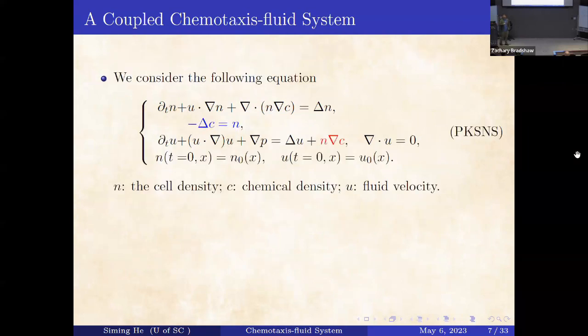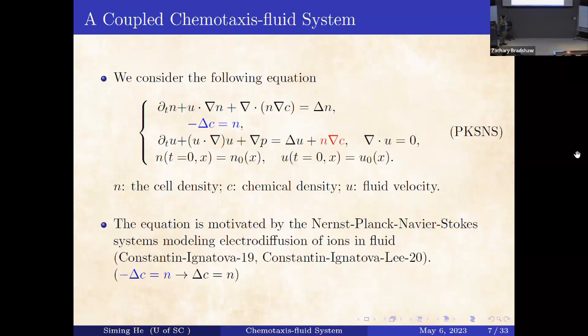I'm trying to simplify the model by saying that the chemical is secreted by the densities, and everything reaches equilibrium on a very fast time scale. So it basically solves an elliptic type equation. And we introduce this very interesting term, which is N grad C. This is motivated by the ion convection model of Konstantin, Ignatova and Lee. So the motivation is the following.